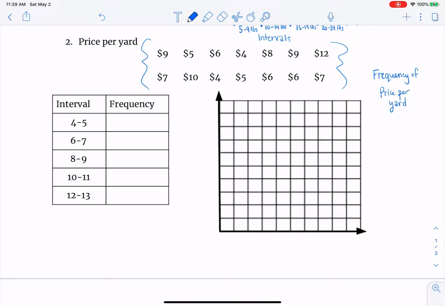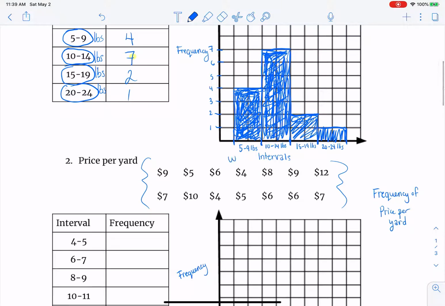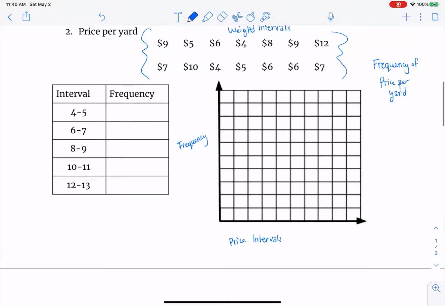All right, and we want to label our axes, so we know that this is the frequency axis. Frequency, not frequently, and this is the interval, price intervals. I should have done weight intervals on the last one. Okay. And we have our title, we have our axes labeled, and now we're ready to look at our data.